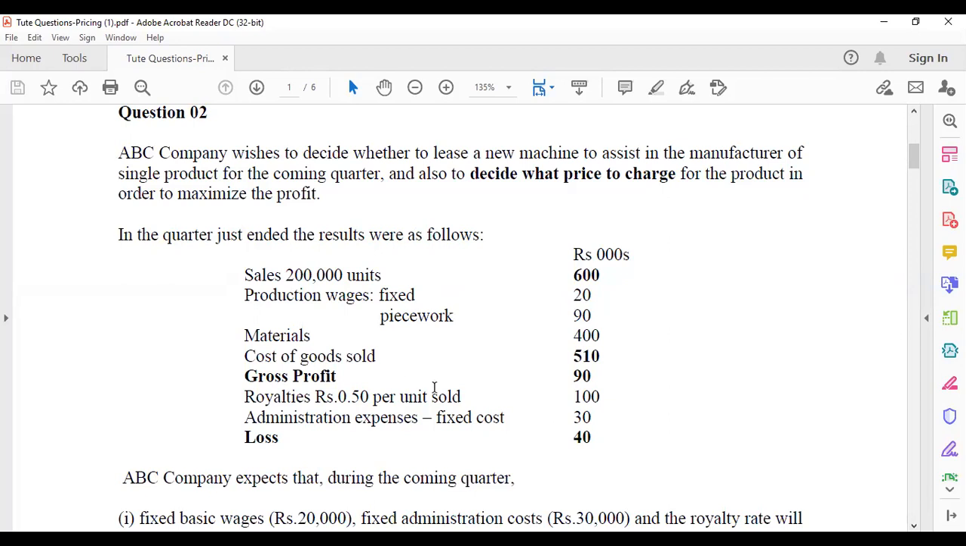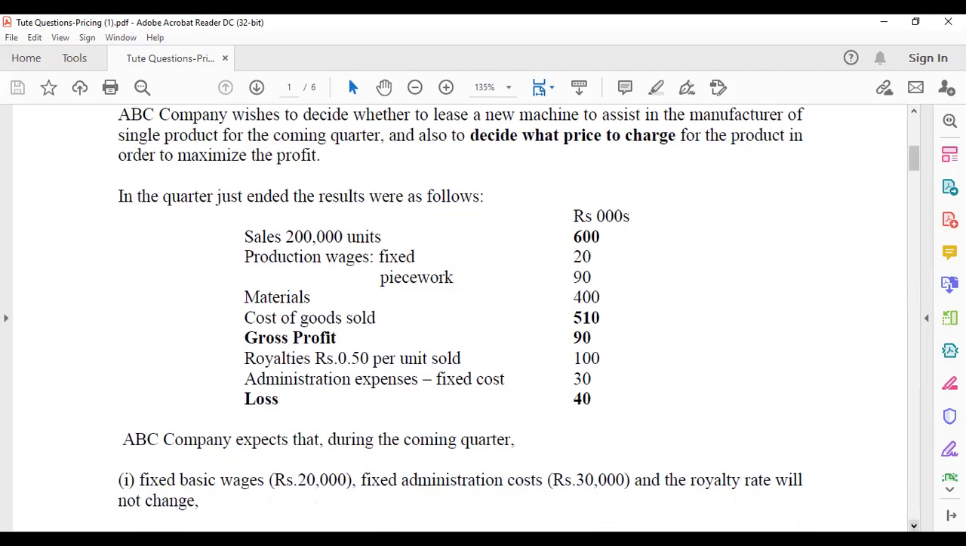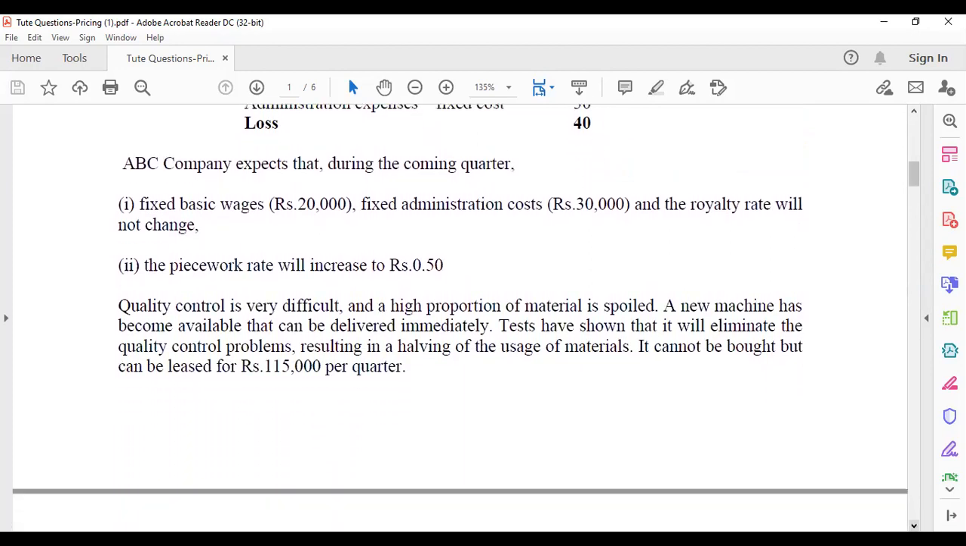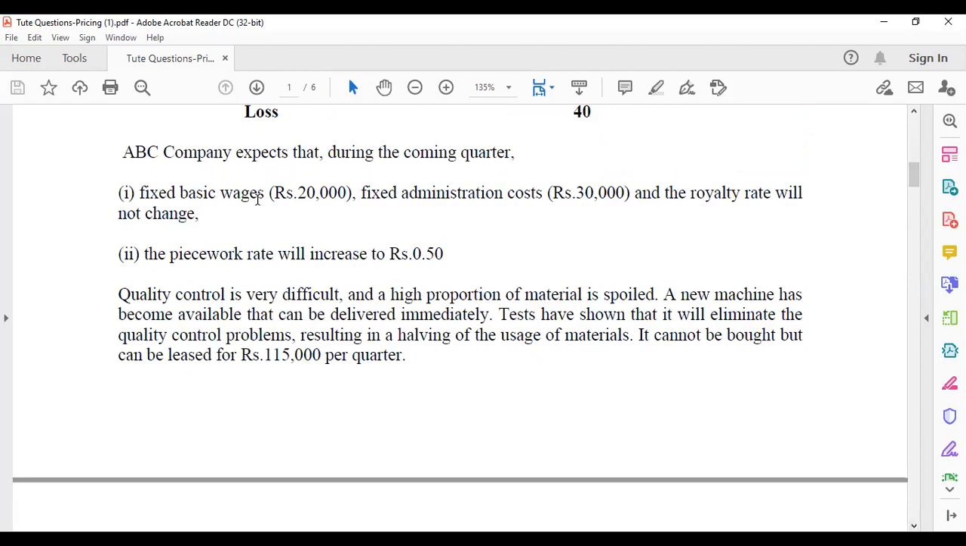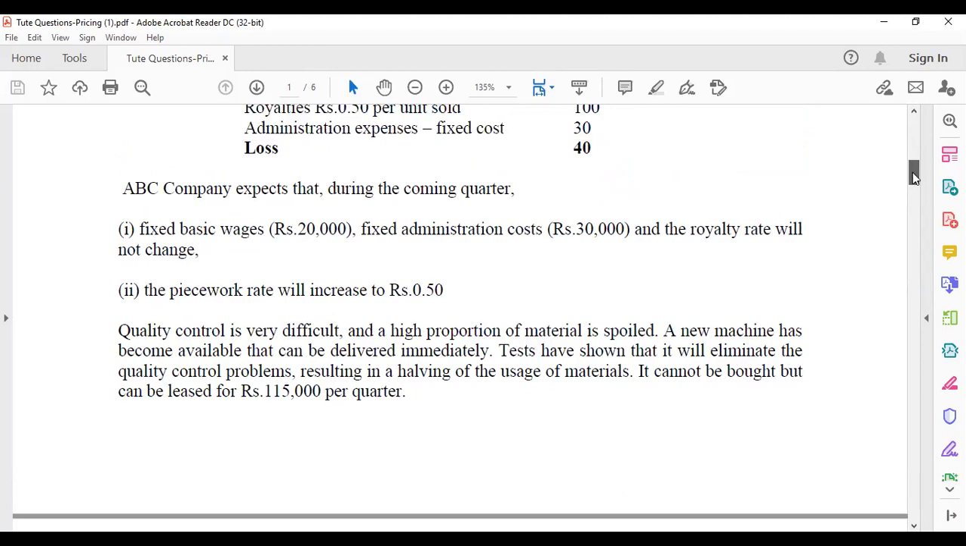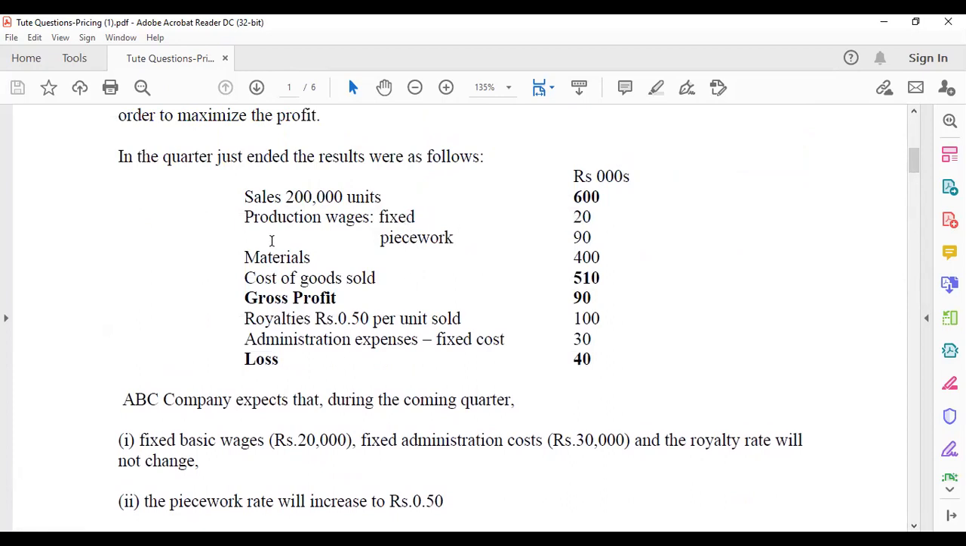So you have been given the results of the quarter that has just ended. You have sold 200 units and the wages, fixed, piecework, material, cost of goods sold, the gross profit, the royalties that you have paid based on the number of units that you sell, administration expenses, the fixed cost, and the loss is given. Then it says that the ABC company expects that during the coming quarter, the fixed basic wages, the fixed administration cost, and the royalty rates will not change. Even in the coming quarter, you would find that the fixed component of the wages, the fixed administration cost, and also the royalty rate is not going to change.